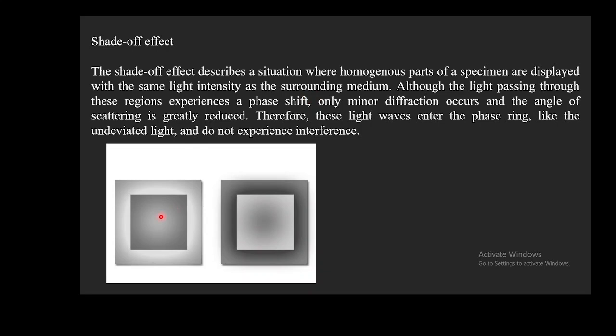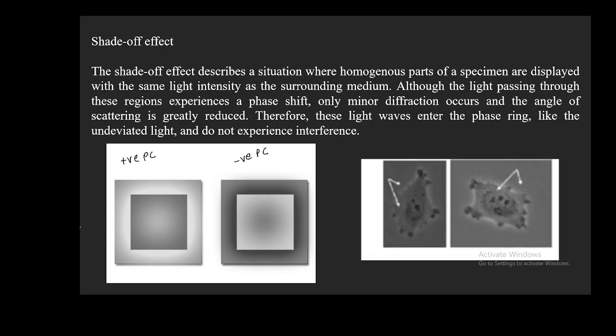So for example, this is the positive phase contrast microscope. So you can see the brightness here, and that brightness is something like the surrounding medium. Here in case of the negative contrast microscope, this is the darker area and you will get some sort of darkness in the surrounding medium as well. So this is basically in case of the positive phase contrast microscope, and this is basically in case of the negative phase contrast microscope. And this is because your specimen has some sort of homogeneous structure in the middle portion, and then you will get the shade off effects.